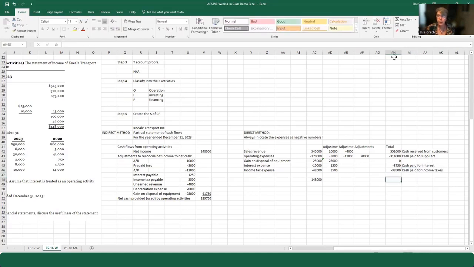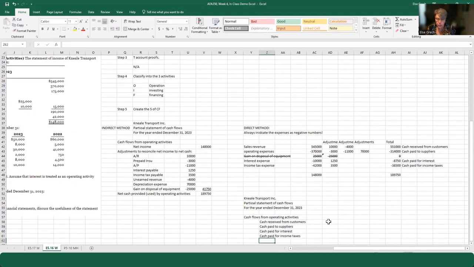If we add these up, this should equal 189,750. So just to be clear, if I did the cash flow using the direct method, everything would be the same. I would still have the cash flow from operating activities, but I would start with the cash received.